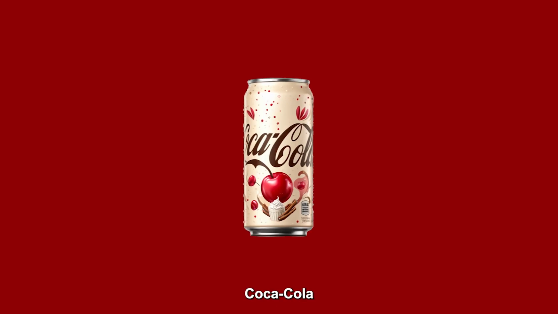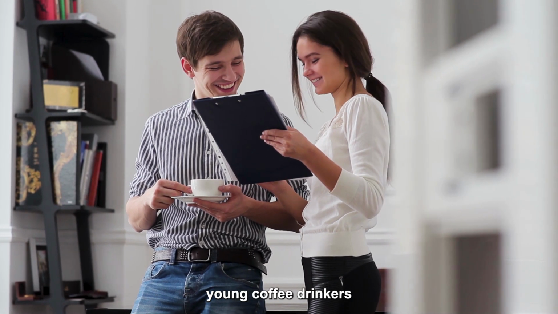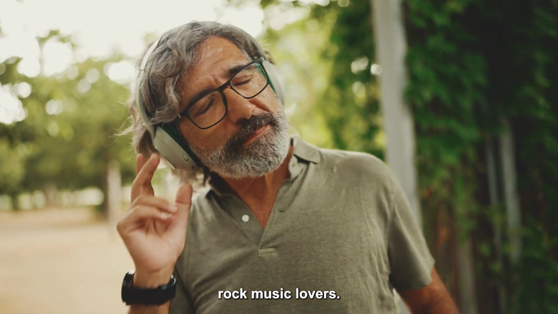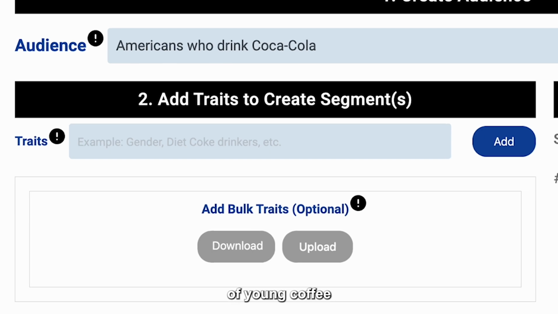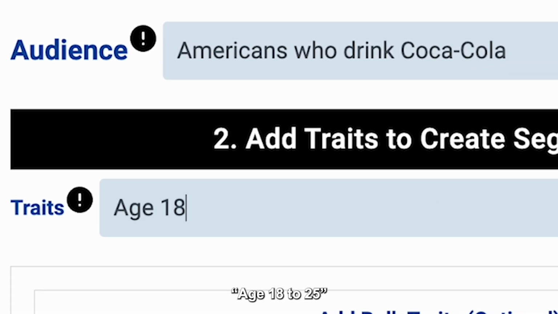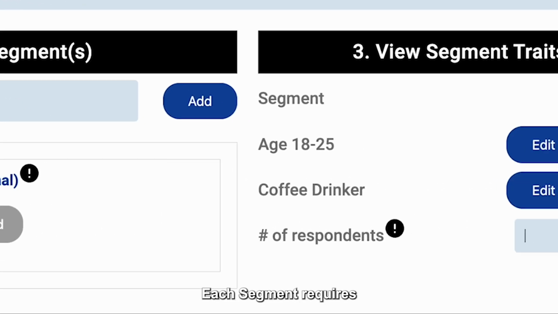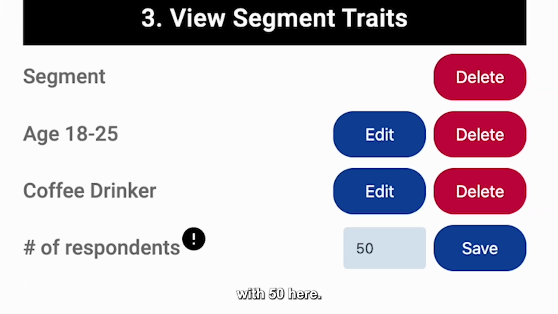In this example, Coca-Cola suspects interest among two segments, young coffee drinkers and middle-aged rock music lovers. Let's make our first segment of young coffee drinkers by adding traits. Our first trait will be age 18 to 25, and our next trait will be coffee drinker. Each segment requires a sample size, and we will go with 50 here.